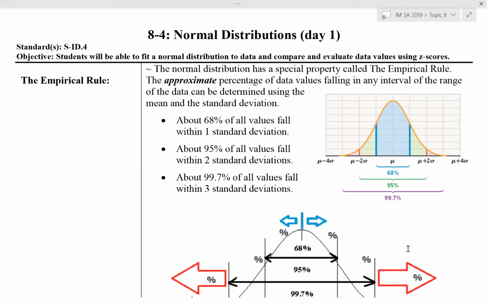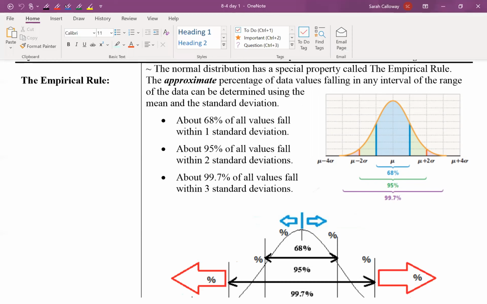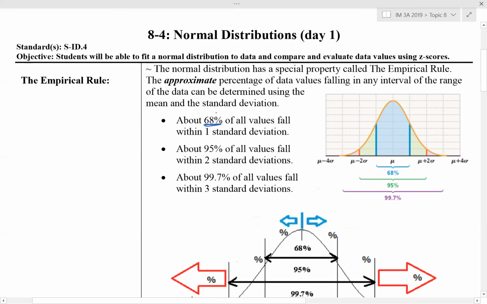So the empirical rule is a property for the normal distributions where the approximate percentage of data values falling in any interval of the range of the data can be determined using the mean and the standard deviation. So what this is telling us is that about 68% of all data values fall within one standard deviation of the mean. So if the mean is here in the middle and I add a standard deviation to each side, that 68% of the data is falling within that range of values.